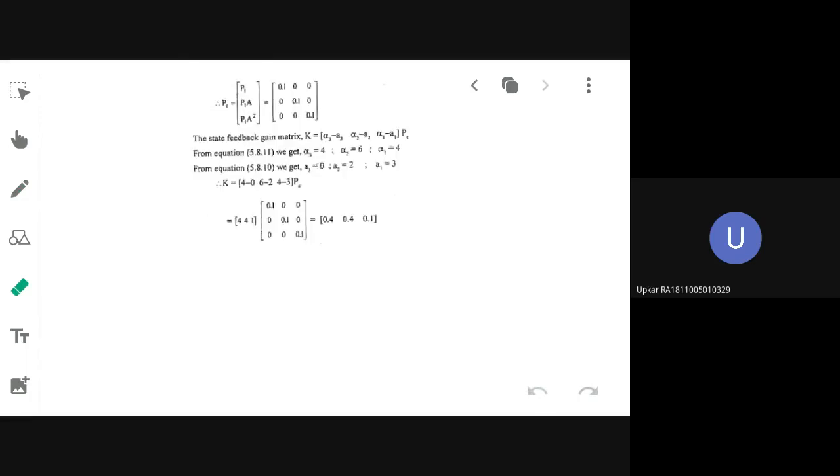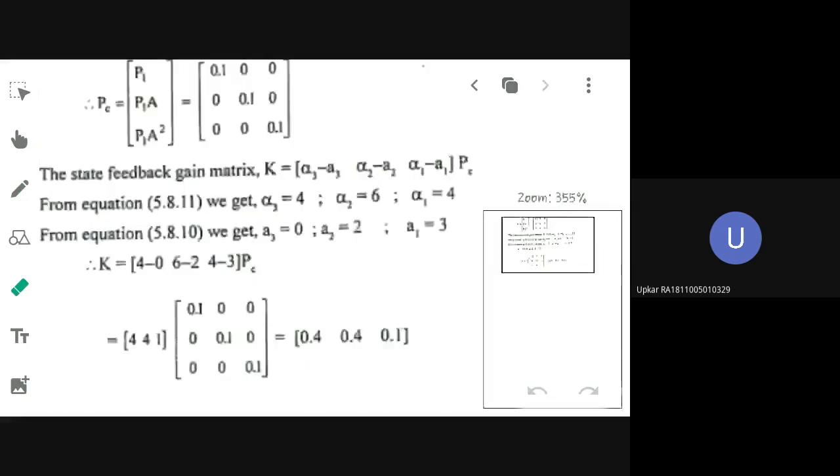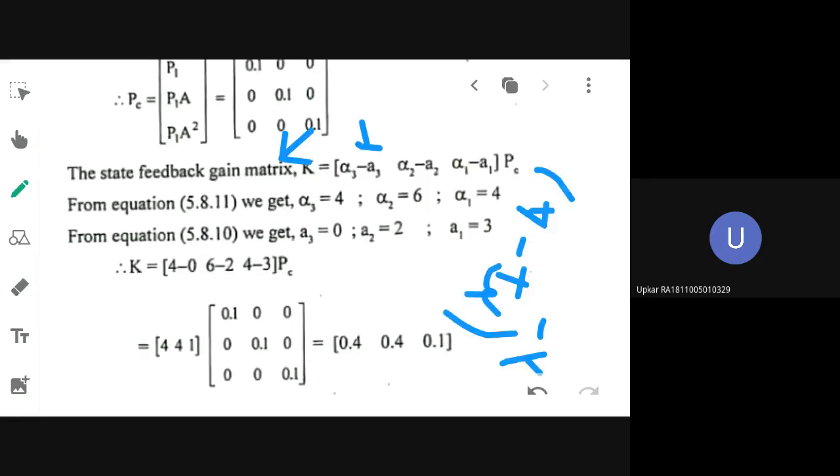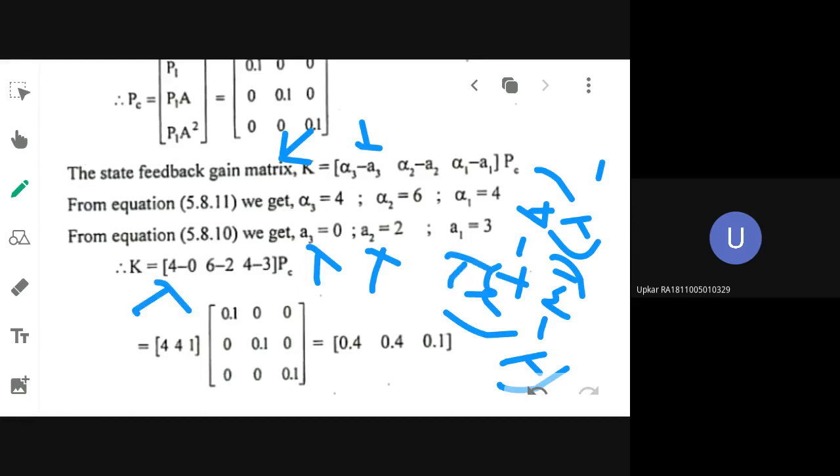So as you can see here, the state space feedback gain matrix is given by alpha 3 minus a3, alpha 2 minus a2, alpha 1 minus a1, into the PC matrix. So you know the characteristic polynomial, one is obtained by lambda I minus A and the other one by mu1, mu2, mu3. Both these will give you the coefficients alpha 3, a3, alpha 2, a2, alpha 1, a1. You substitute them in the formula for K, but you still need to multiply that with the PC matrix.